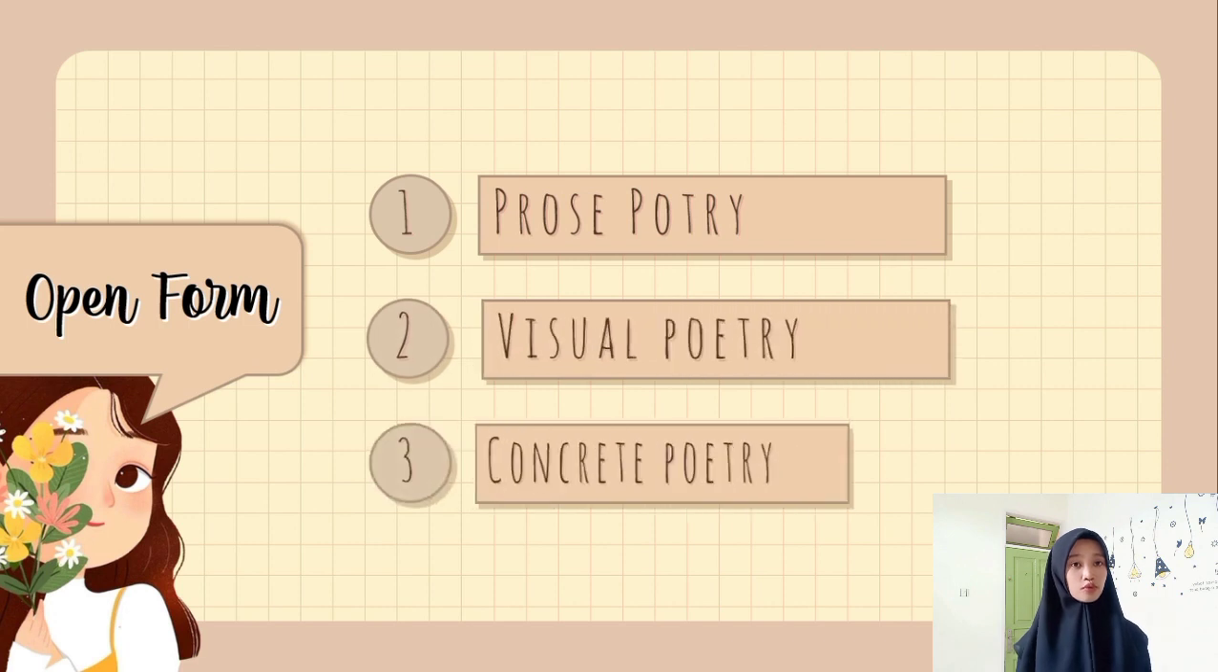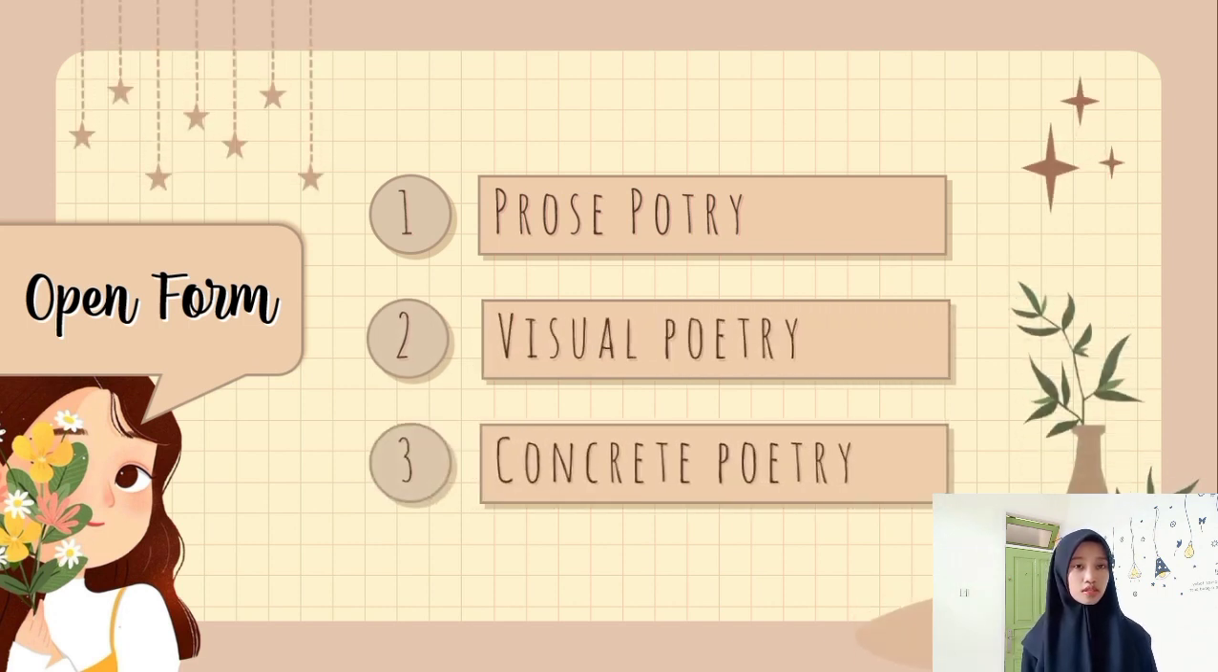First, prose poetry. Prose poetry is a type of writing that combines lyric and metric elements of traditional poetry with idiomatic elements of prose, such as standard punctuation and the lack of line breaks.